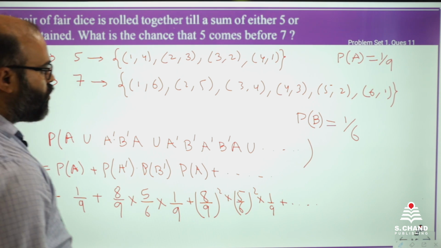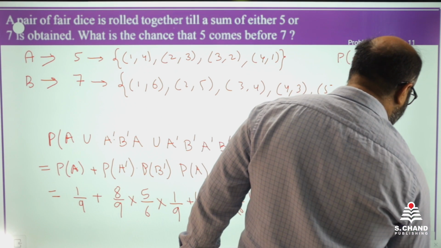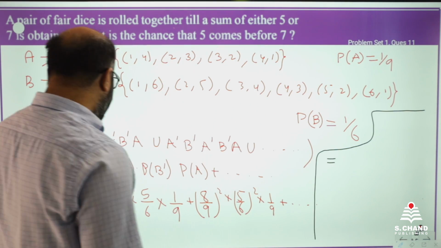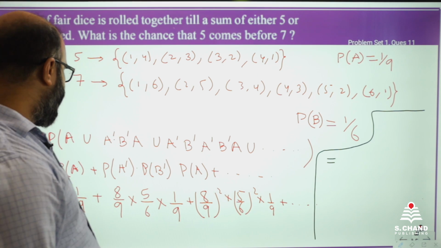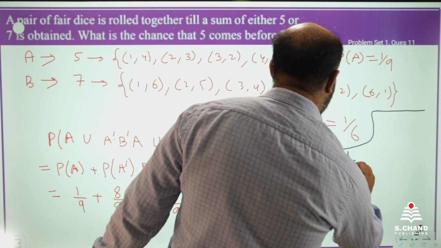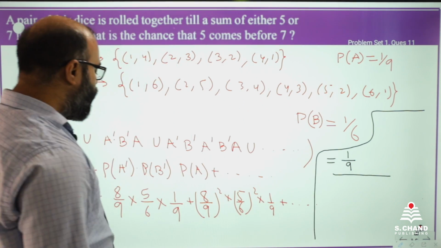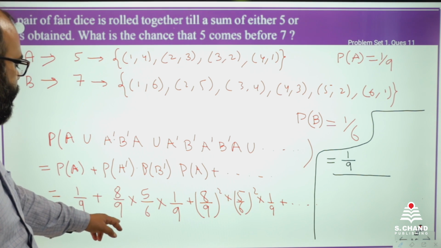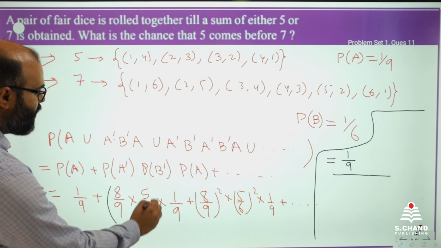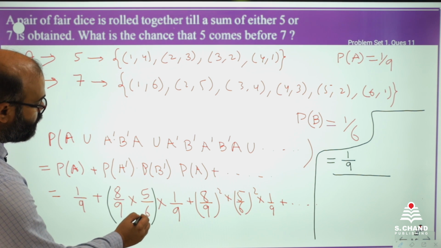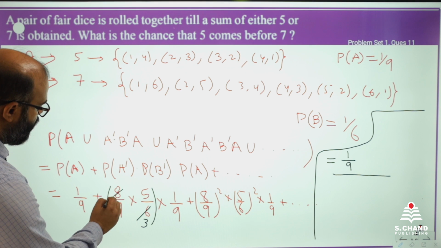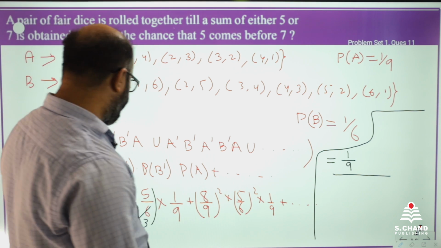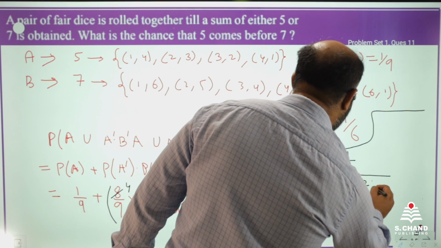Now we have to calculate it. So when we calculate it, I am doing the calculation part here. This is a GP. 1 by 9 can be taken as common till infinity. So a is 1 now, by 1 minus r. r is 8 by 9 into 5 by 6. This is the common ratio. So this will become 3 and this will become 4. So 20 by 27. So 1 minus 20 by 27.